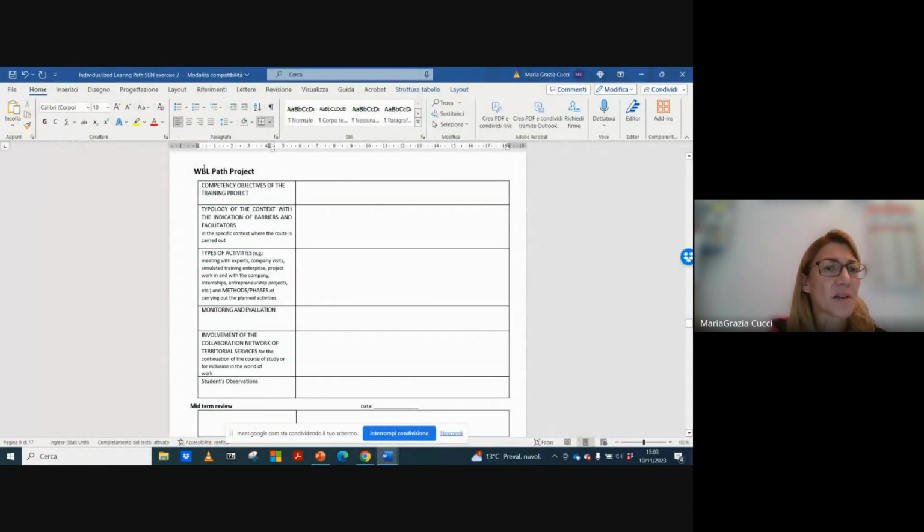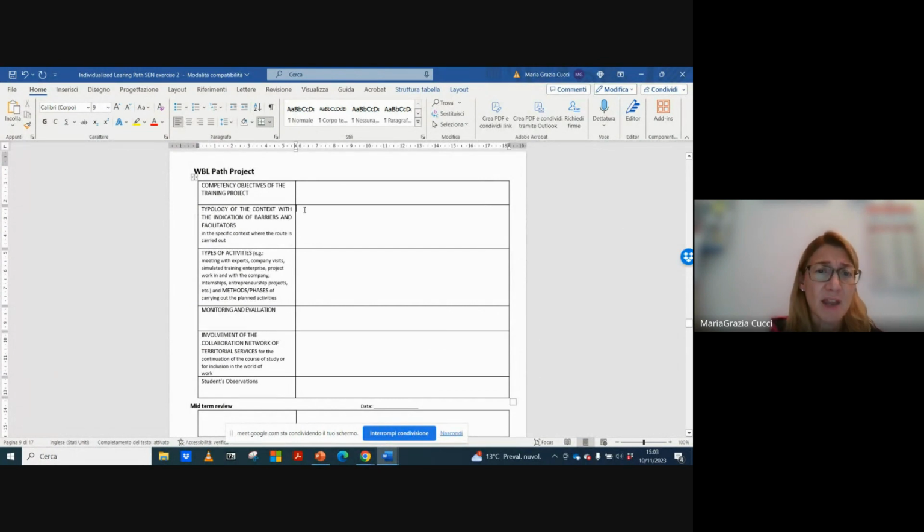If you consider the path project, you have to state exactly the objectives that you want to achieve during the training project. For instance, using a specific device with a good autonomy in order to prepare mechanical particulars. Typology of the context with the indicator of barriers and facilitators.